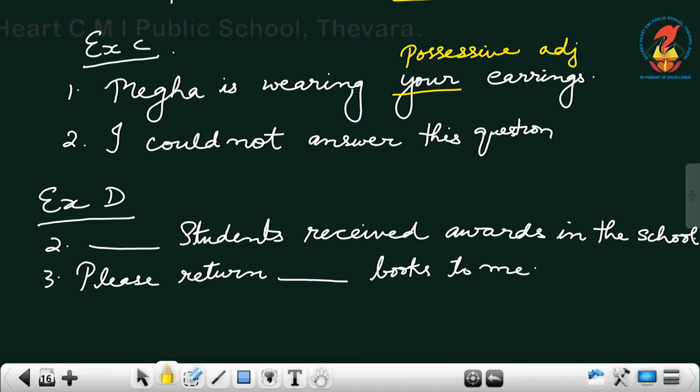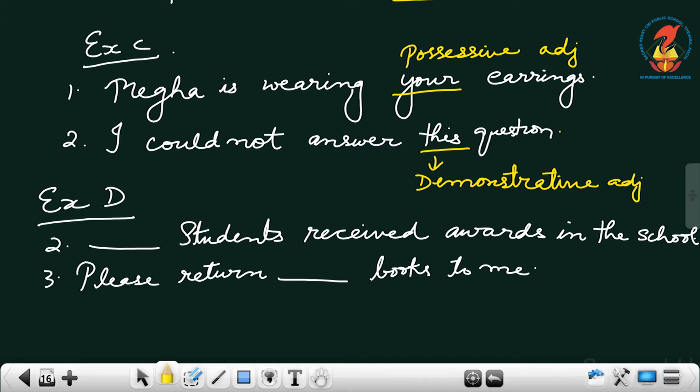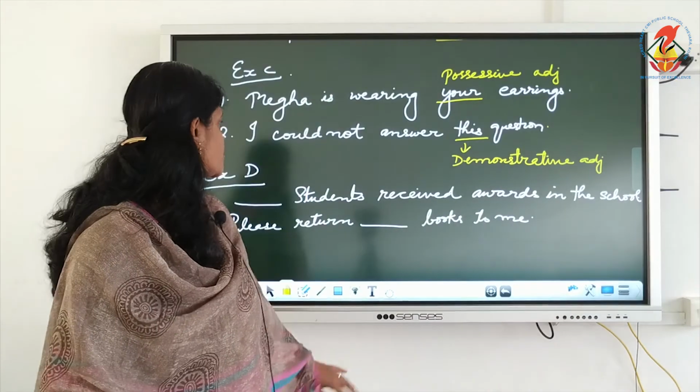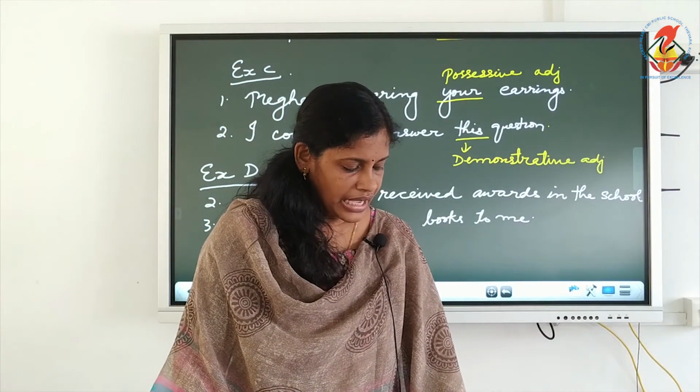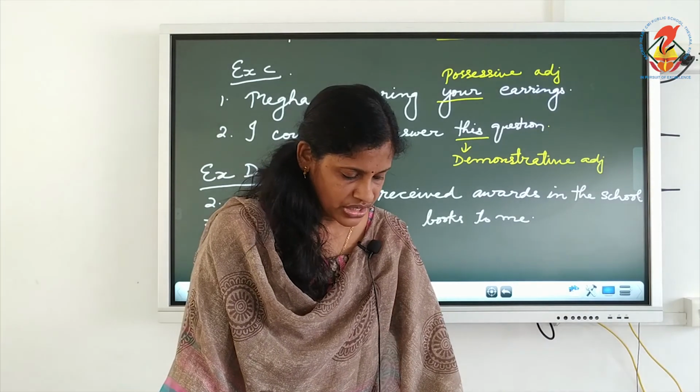Is it clear? Second one, I could not answer this question. Which question you couldn't answer? This question. So this is demonstrative adjective. Is it clear, children? So the first two questions I have done. Your is possessive and the word this is demonstrative adjective.